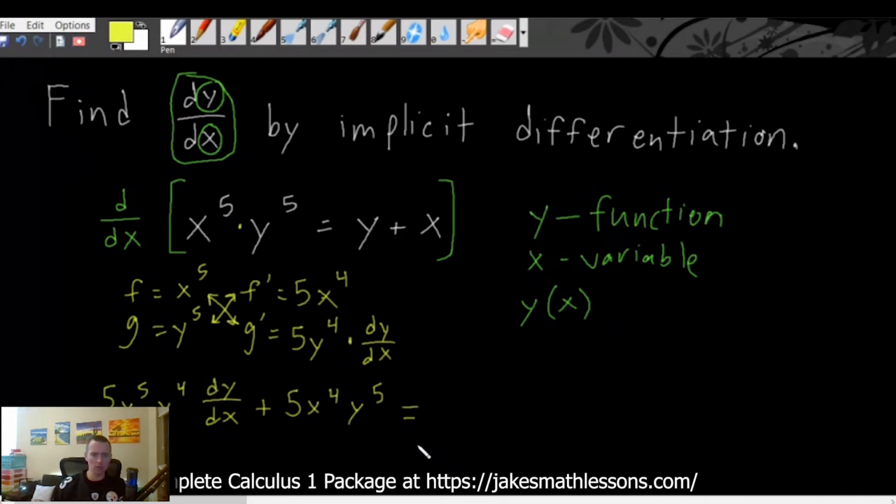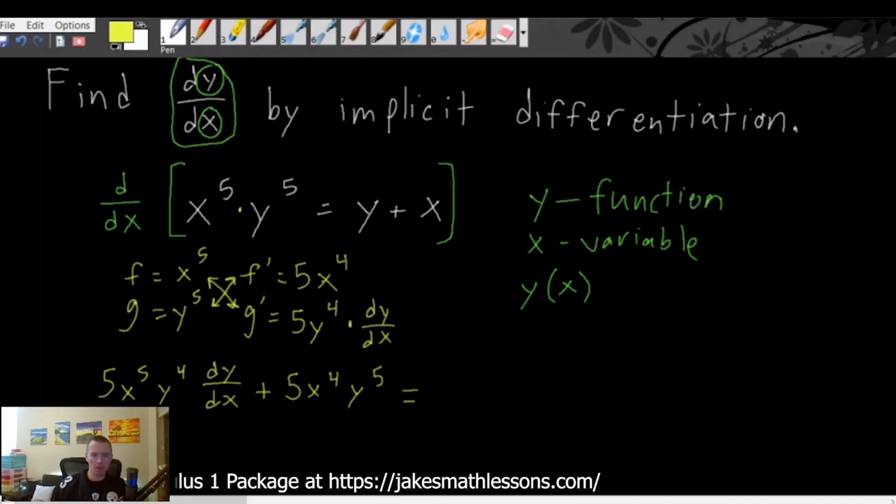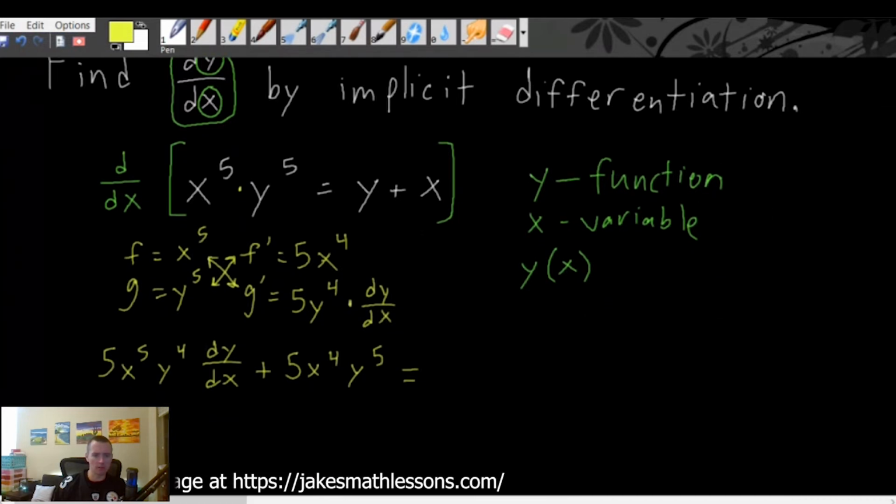But what we're going to do is, I just realized I'm kind of cutting that off there. There we go. We can take the derivative of these two terms separately.